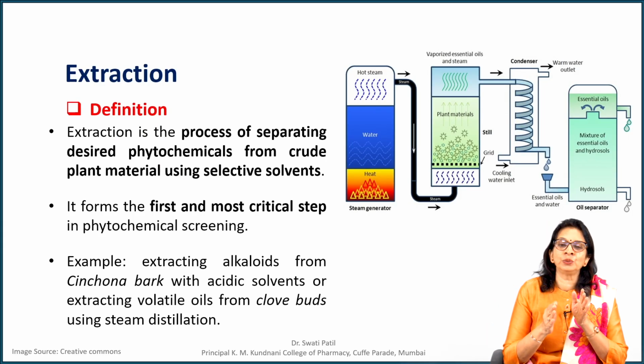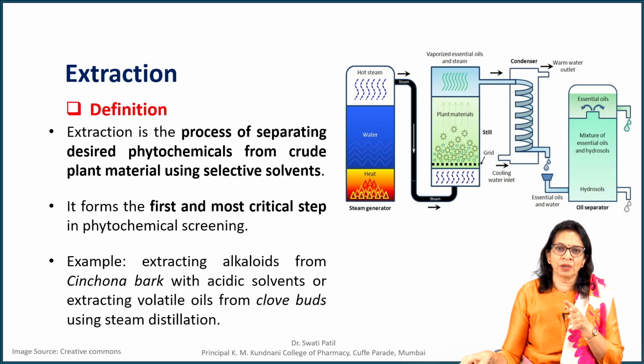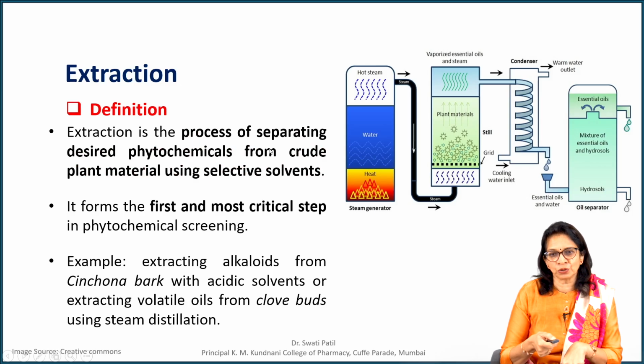Now, for us to detect the presence of this constituent in the herb, we first have to ensure a good concentration of this constituent in the solution that we are going to test. So, a step for this would be extraction. It is a process of separating desired phytochemicals from the crude plant material using selective solvents.